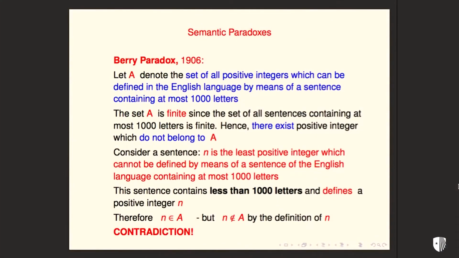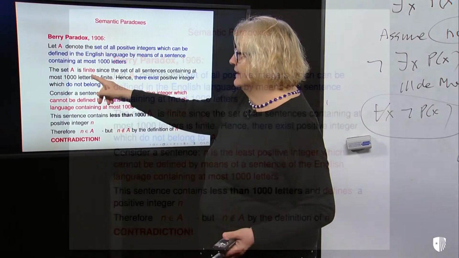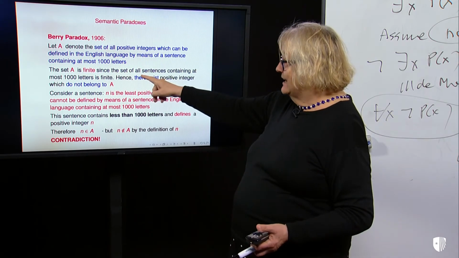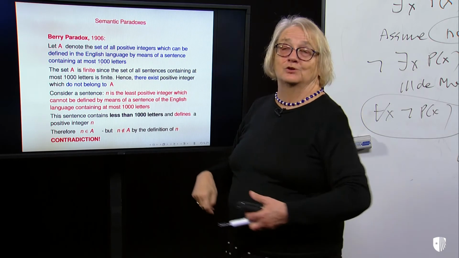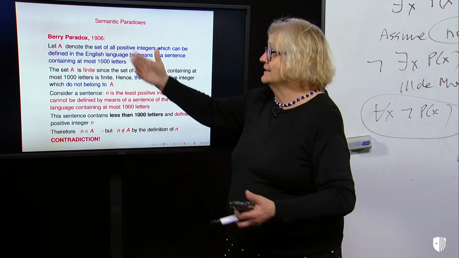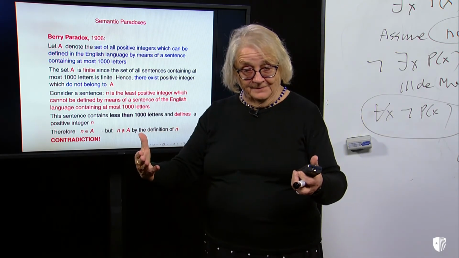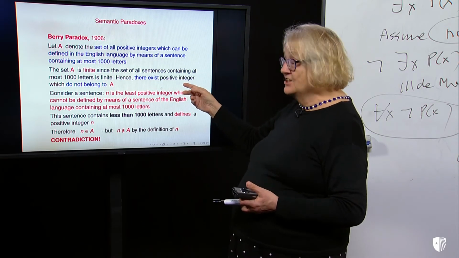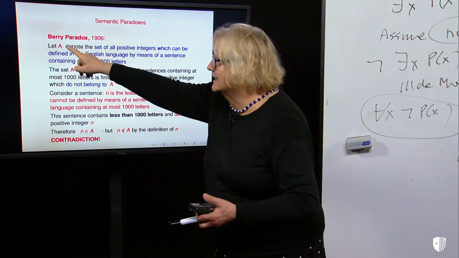1906, a few years after Russell. And now I'm going to read it carefully. Let A denote the set of all positive integers which can be defined in the English language by means of a sentence containing at most 1,000 letters. Of course, this set is finite, because the set of all sentences containing at most 1,000 letters is finite. So if the set is finite, there is a positive integer which does not belong to that set A.